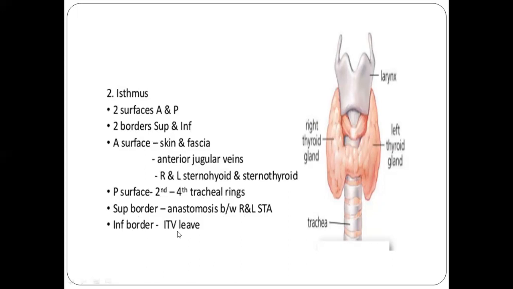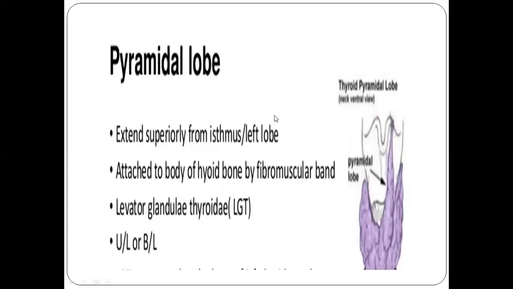At the inferior border, the inferior thyroid veins will leave. They come through the lower border of the isthmus over the trachea, join with each other, and open into the left brachiocephalic vein. So these are the anterior and posterior relations of the isthmus, and the thyroid gland. We will move forward.